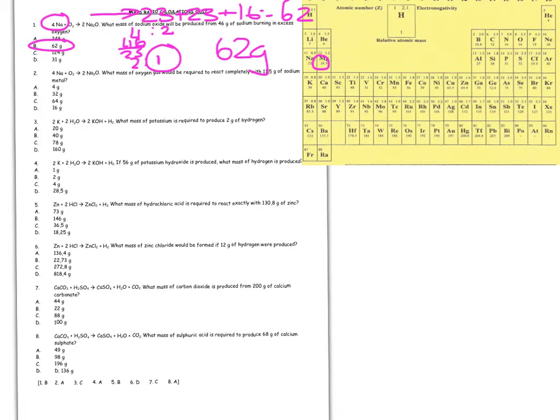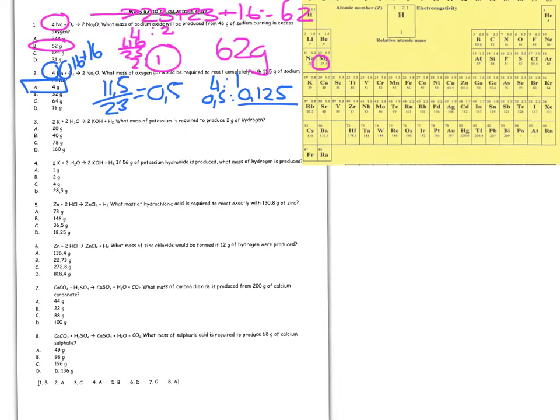Same reaction, what mass of oxygen is required to react completely with 11,5 grams of sodium? So I'm going to take that 11,5 and divide it by the 23 of sodium, and I find that I get 0,5. I'm now going from 4 to 1 if I look at the sodium and the number in front of the oxygen. So it's 0,5 is to 0,125, and whatever number the oxygen is, which is 16 plus 16, I'm going to multiply it by 0,125, and I get 4 grams.